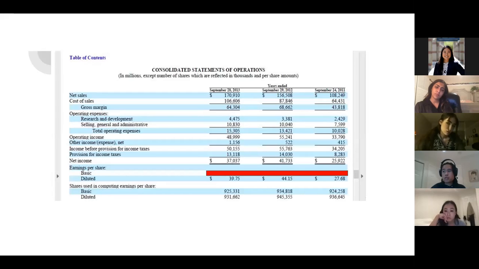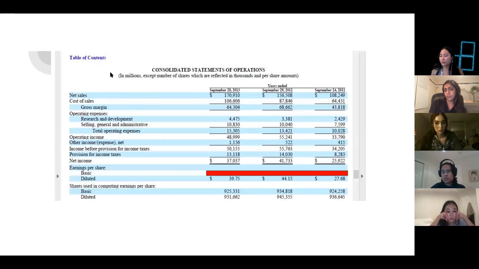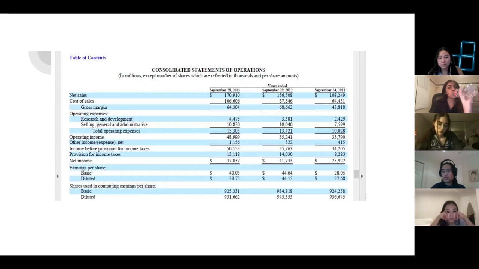When you calculate this, something important to realize is that at the very top, right below where it says consolidated statement of operations, it says all numbers are in millions except for the number of shares, which are reflected in thousands. So if you just did 37,000 divided by 925,000, you would get something like 0.04 or 0.004. That's not what you want. You have to convert that into millions and thousands, and then your calculation will work. If you did it right, you should have gotten a value of about 40. If you didn't handle the millions and thousands correctly, you get something like 0.04, which looks really wrong, and your financial data will look really bad for your company.